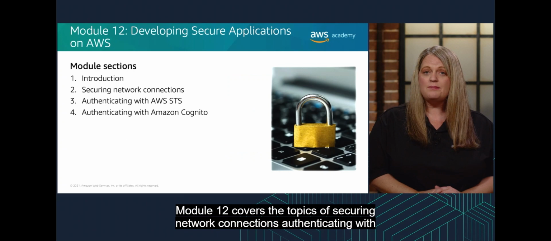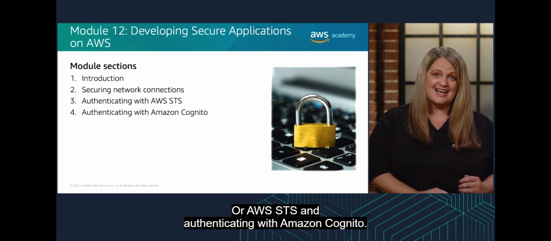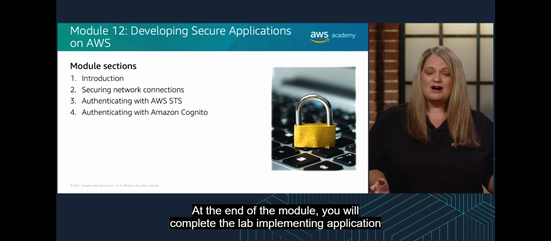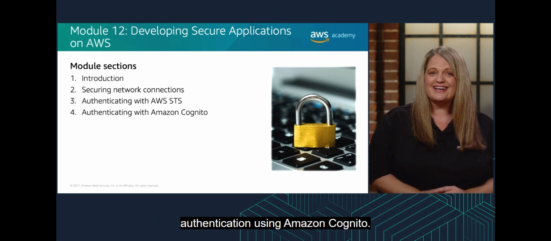Module 12 covers the topics of securing network connections, authenticating with the AWS Security Token Service, or AWS STS, and authenticating with Amazon Cognito. At the end of the module, you will complete the lab implementing application authentication using Amazon Cognito.